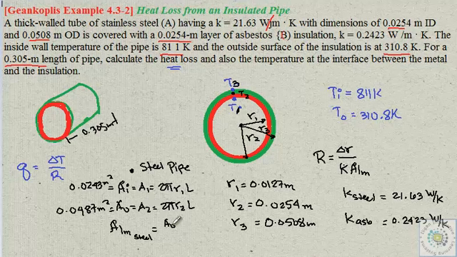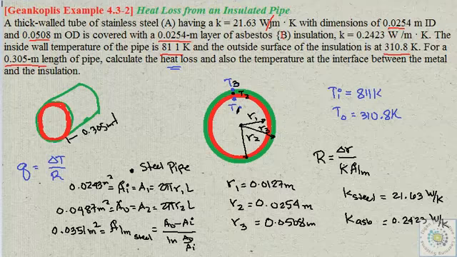Now the area log mean for this steel pipe will simply be area outer minus area inner over ln of AO over AI. Direct substitution with the values will give you 0.0351 meters squared. Now that's only for the steel pipe. How about now for your insulation? Let's take a look at our insulation.